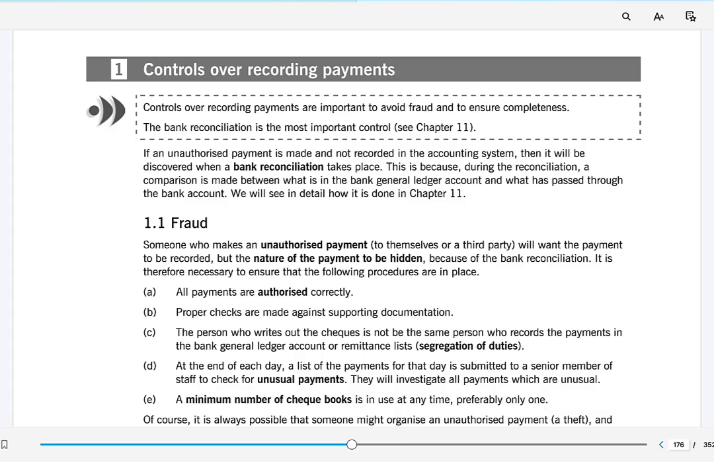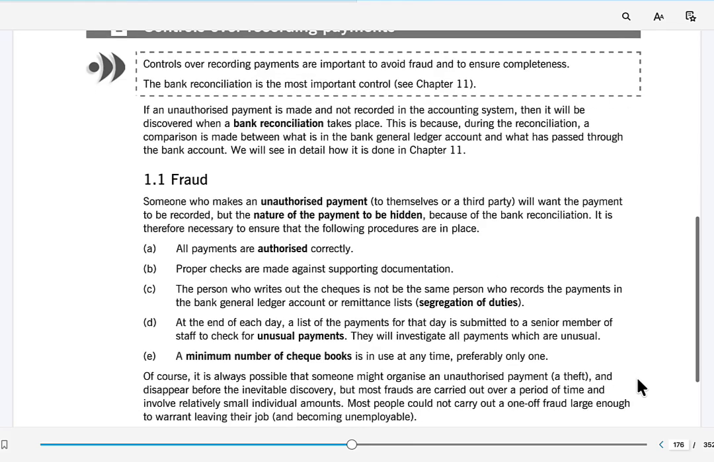Now that we understand Lesson 1 clearly, we will be ready to study Lesson 1.1 next, which is fraud. And we will go even deeper into how fraud happens and exactly what procedures prevent it.